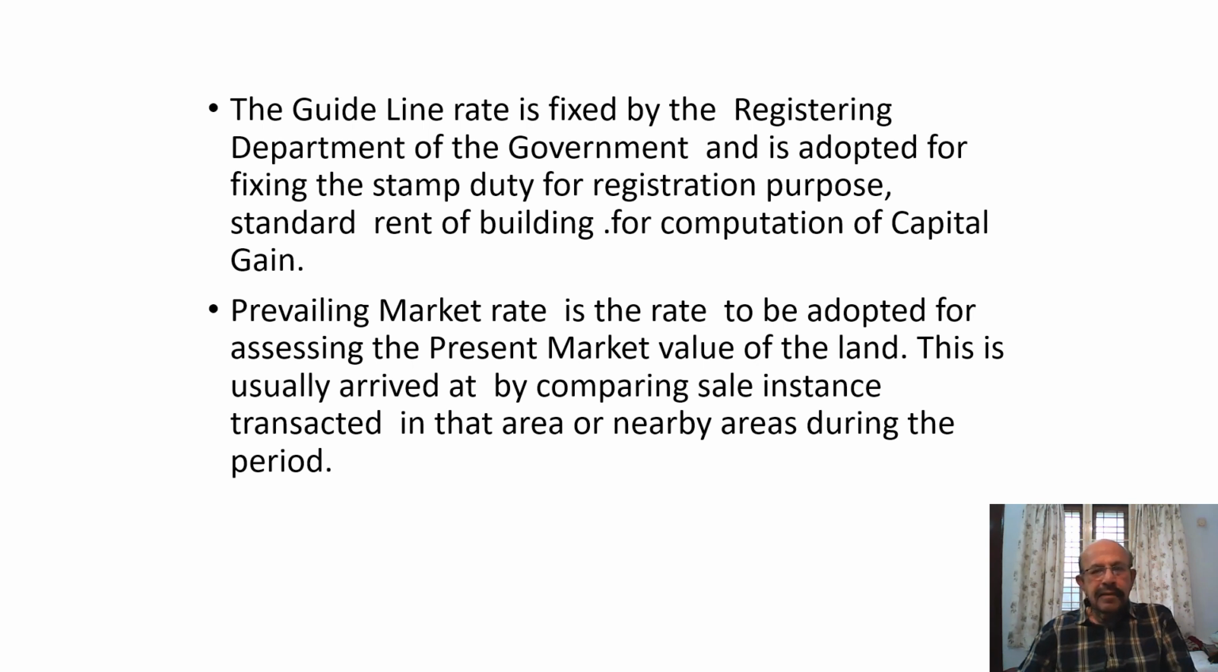The guideline rate is fixed by the registering department of the government and is adopted for fixing the stamp duty for registration purpose, standard rent of building for computation of capital gain. Prevailing market rate is the rate to be adopted for assessing the present market value of the land. This is usually arrived at by comparing sale instances transacted in that area or nearby areas during that period.